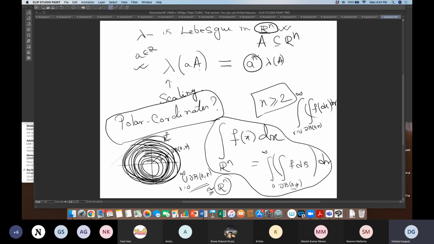Okay, I will do it for R2. For n equal to 2, you know how to do this. This is polar coordinates. You know, r dr dθ. Integration over R2 of f(x) dx is the integral from 0 to infinity, the integral of f(r,θ) r dr dθ, right? Same thing we can do for Rn also, for any n.